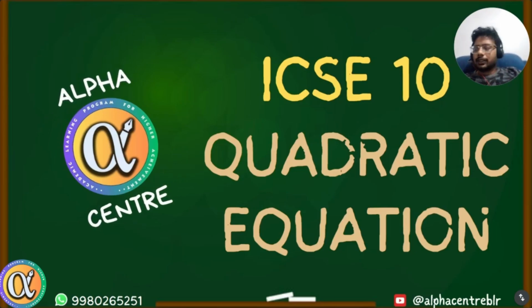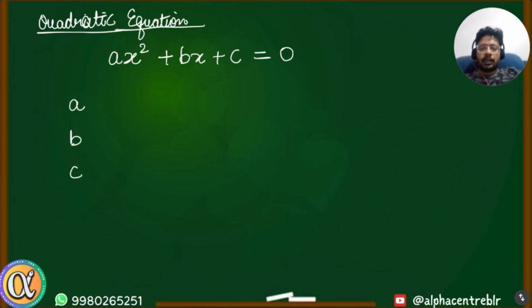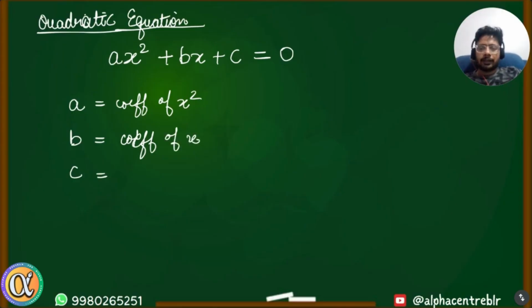A quadratic equation is nothing but a mathematical equation with one variable, but the highest power is not 1 but 2. So any equation which is in the standard form written like ax² + bx + c = 0 can be called a quadratic equation. In this equation, a, b, and c are the coefficient of x², the coefficient of x, and the constant term respectively.